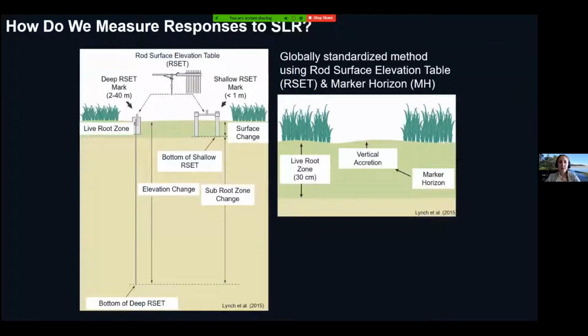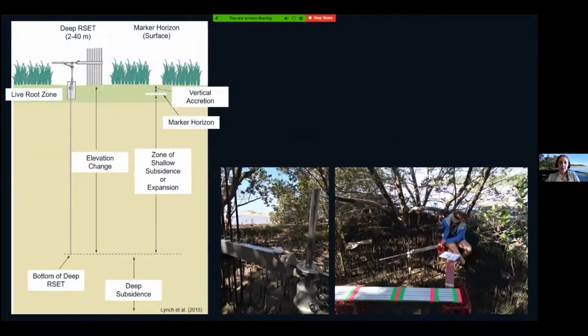So how do we measure the responses to sea level rise? We're currently using the globally standardized method called the rod surface elevation table with an associated marker horizon. And this method has been laid out by the USGS. So here's the schematic for it. In brief, I'm going to explain how it works.